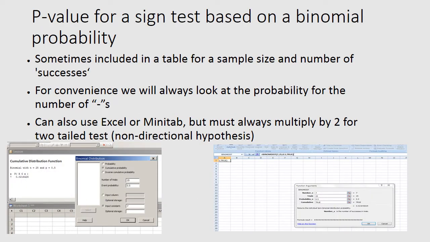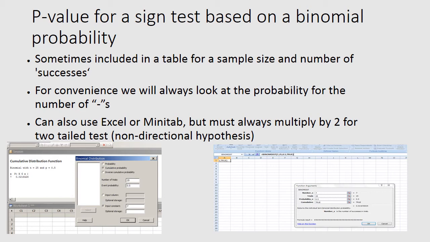Now, there's no easy way to run a sign test in Minitab. And so actually what we're going to do is we'll have our data, we'll get the difference, we'll get the pluses and minuses. And to get a probability associated with, in this case, we're always going to, just as convenience in this class, we're always going to look for the probability for the number of minuses. Those are what we're going to consider successes, the number of minuses. Now, it would work out the same way if we did it with pluses, but let's just keep it simple and always look for the number of minuses.